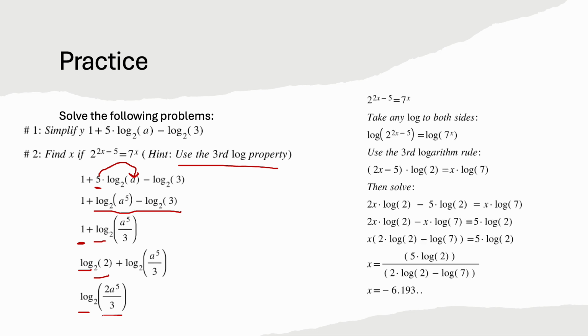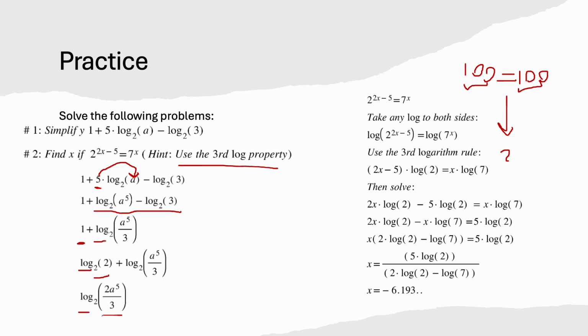So if we have 2 to the 2x minus 5 equals 7 to the x, what we can do is take any log of both sides, because taking the log of both sides, because they're equal, is just like doing any other operation with them. Like if we have 100 equals 100, we can take log base 10 of both of these values. Log base 10 of 100 is equal to 2, and log base 10 of 100 is equal to 2. And we get 2 equals 2. And so as long as it's the same base for each logarithm, it's going to stay the same value.